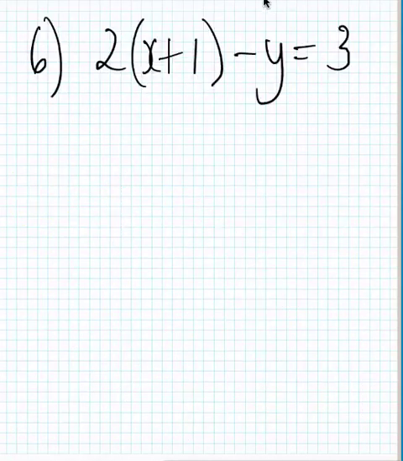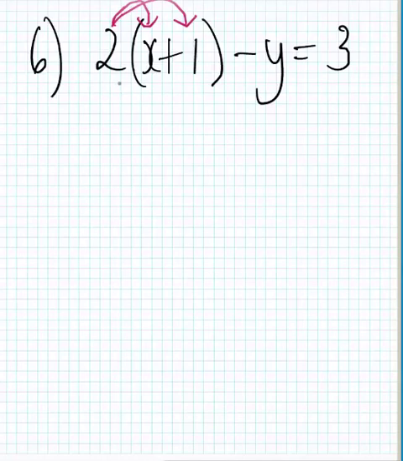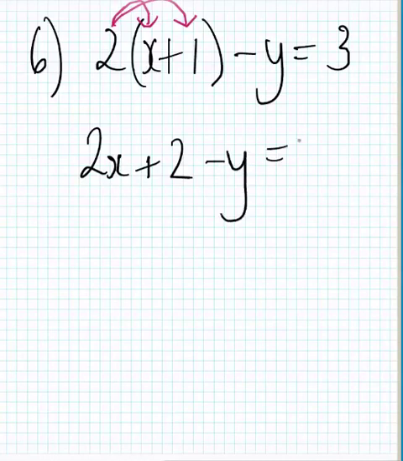Now for this linear equation, you notice that we have brackets. So of course, like when you normally solve an equation, always get rid of your brackets first by expanding. So 2 times x and 2 times 1. Now, we end up with 2x, 2 times 1 is 2, so plus 2, there's still a minus y there, equals 3.